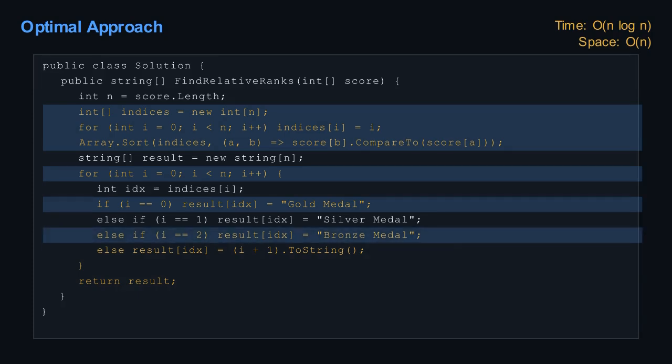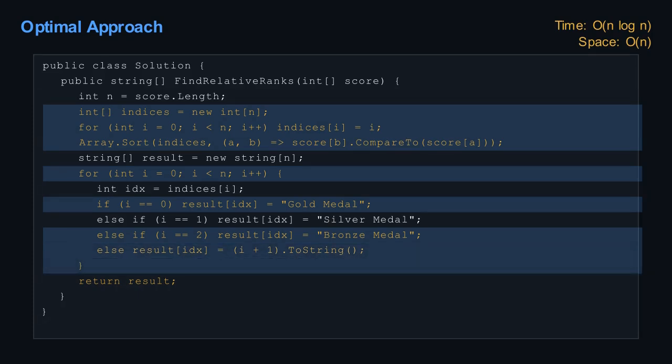After sorting, the first index in the array belongs to the gold medalist, the second to silver, the third to bronze, and the rest receive their one-based position as a string. We write each rank back into a result array at the original index so the output matches the input order.